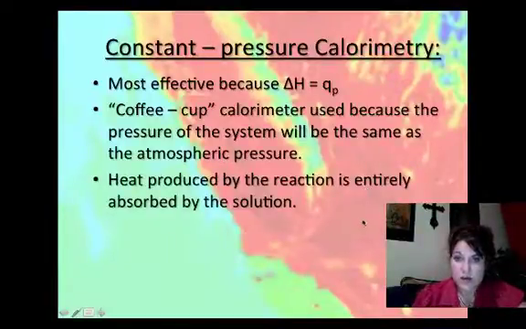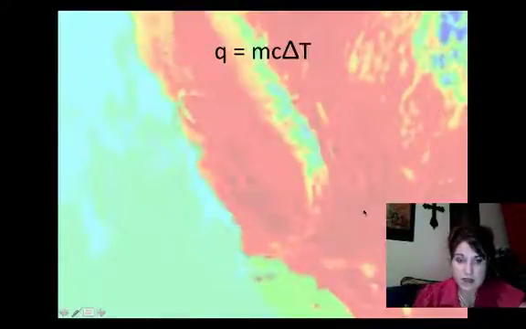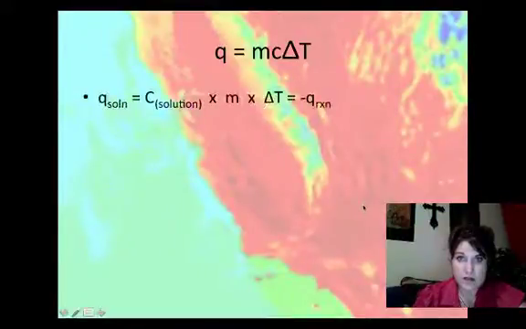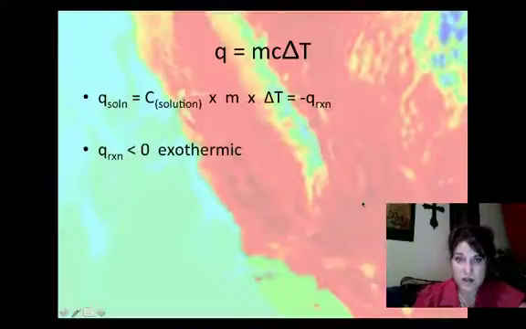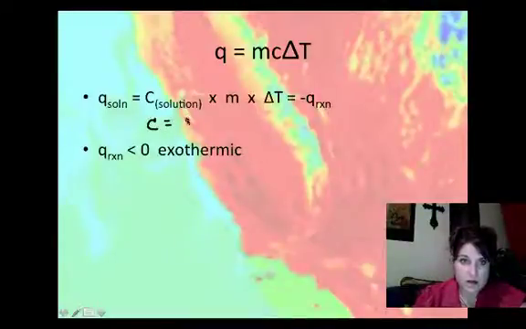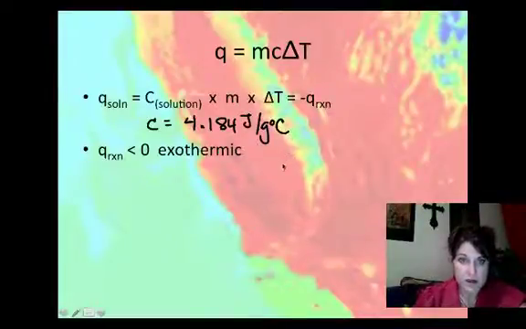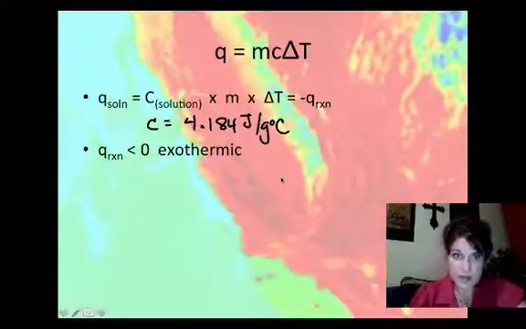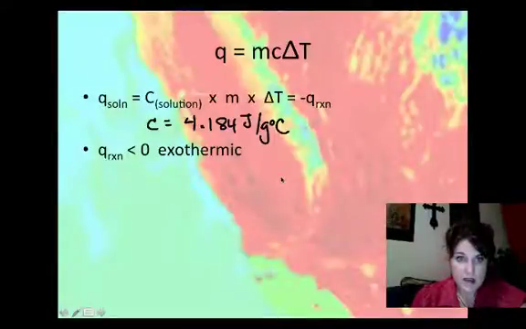The heat that's produced by the reaction is entirely absorbed by the solution, and we can then apply Q equals mc delta T, where the heat of the solution depends on the specific heat of the solution. Usually it's water, because that one we know, and hopefully you remember that specific heat for water is 4.184 joules per gram degree Celsius.